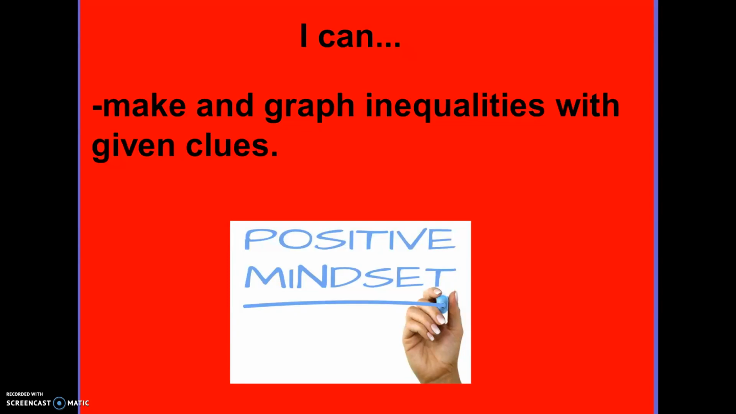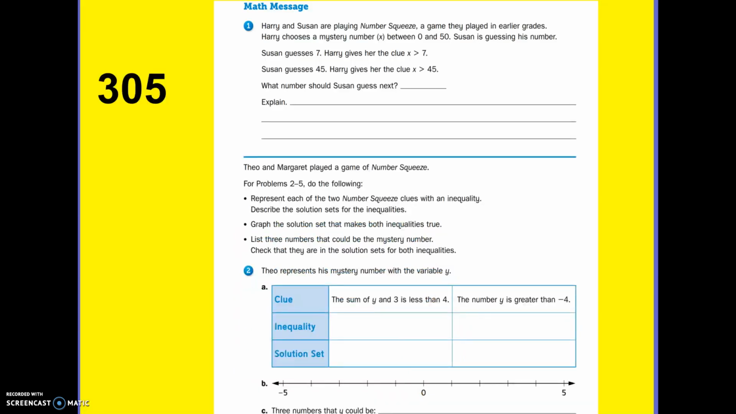Today we're going to learn about making and graphing inequalities with given clues. So on page 305 in your math journal, our math message says, Harry and Susan are playing Number Squeeze, a game they played in earlier grades. Harry chooses a mystery number x between 0 and 50. Susan is guessing his number.